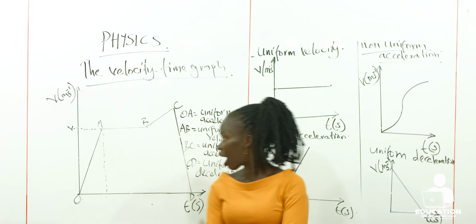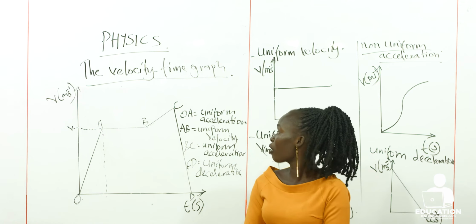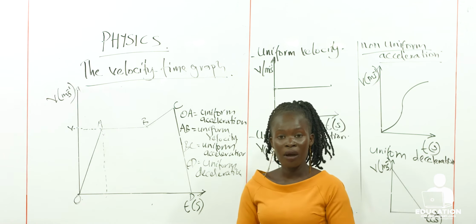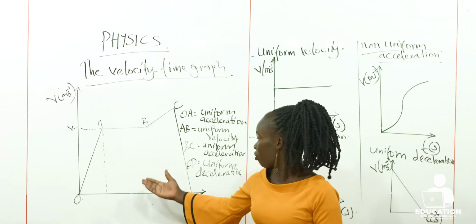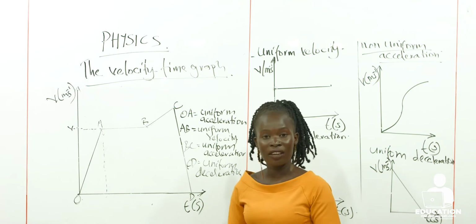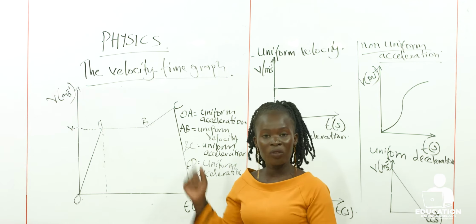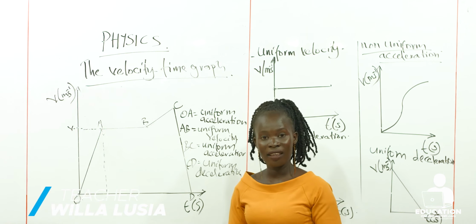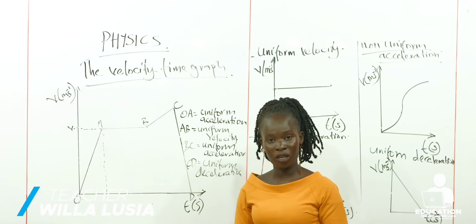So this is how we draw our velocity time graph. It is much similar to the distance time graph, but the difference also is, if you look at this, the slope gives us the acceleration, but with the distance time graph, it is not the case. It does not give us the acceleration, but it gives us the speed with which the body is moving.